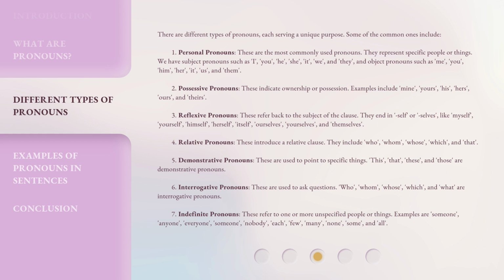6. Interrogative pronouns. These are used to ask questions. Who, whom, whose, which, and what are interrogative pronouns. 7. Indefinite pronouns. These refer to one or more unspecified people or things. Examples are someone, anyone, everyone, nobody, each, few, many, none, some, and all.